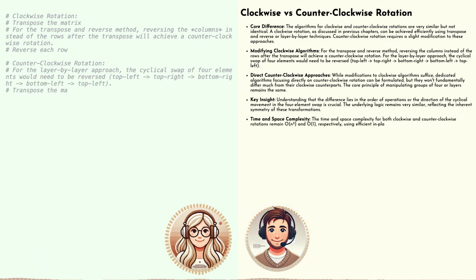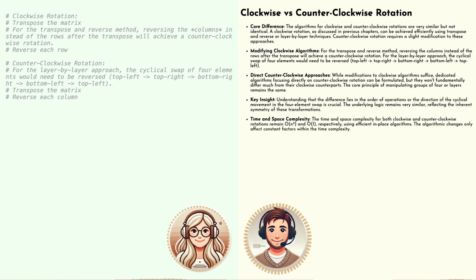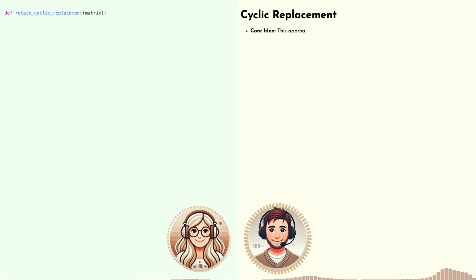It sounds pretty efficient, too. It is. We're only touching each element twice: once during the transpose and once during the reverse. That gives us a time complexity of O(n²). And most importantly, we're not using that extra matrix, so we're using way less memory. Our space complexity is O(1). It's a really elegant solution. Is that the most popular way to do this? It's one of the most popular for sure. It's a good one. Now, I'm always a fan of having different ways to solve a problem.